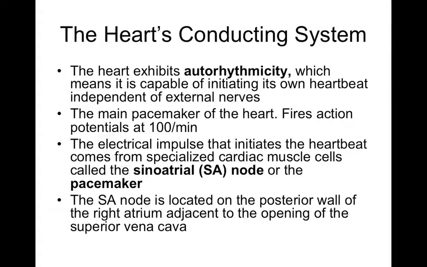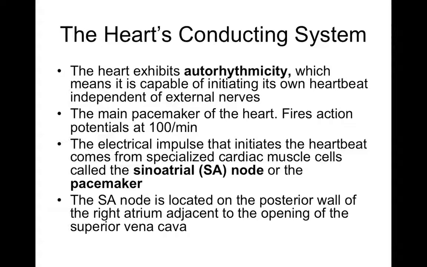The SA node, or sinoatrial node, is found at the juncture of the superior vena cava and the right atrium, right at that juncture. That's the name sinoatrial node. And this is the major pacemaker of your heart. The reason why we call the SA node the pacemaker of your heart is it generates action potentials at about 100 times per minute. And because it's the fastest at generating action potentials, it sets the pace for the rest of the heart. Okay, that's the SA node. It's the pacemaker of your heart.